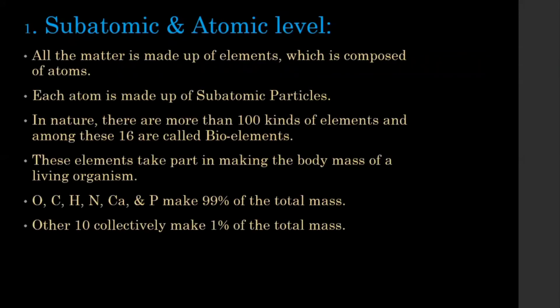Number one level is subatomic and atomic level. In this level, all types of matter are made up of elements, and each element contains a single kind of atoms. The atoms are actually made up of many subatomic particles. These subatomic particles are electrons, protons, and neutrons.